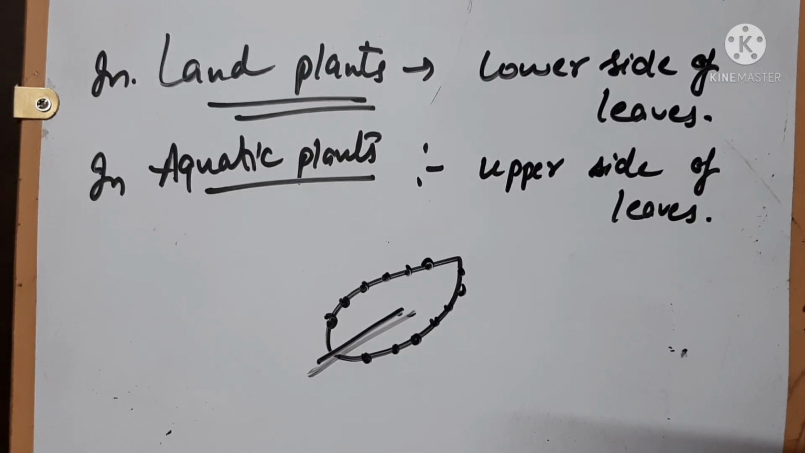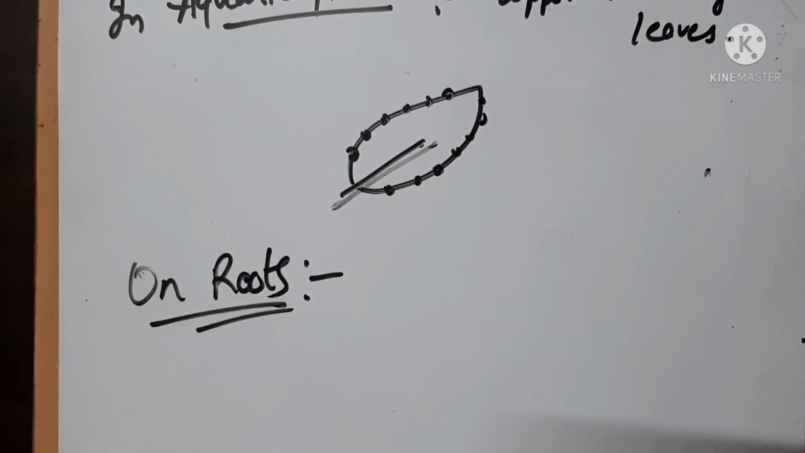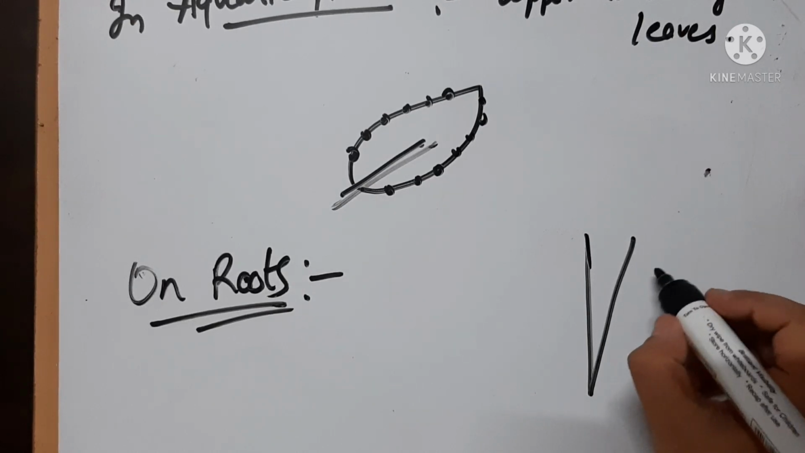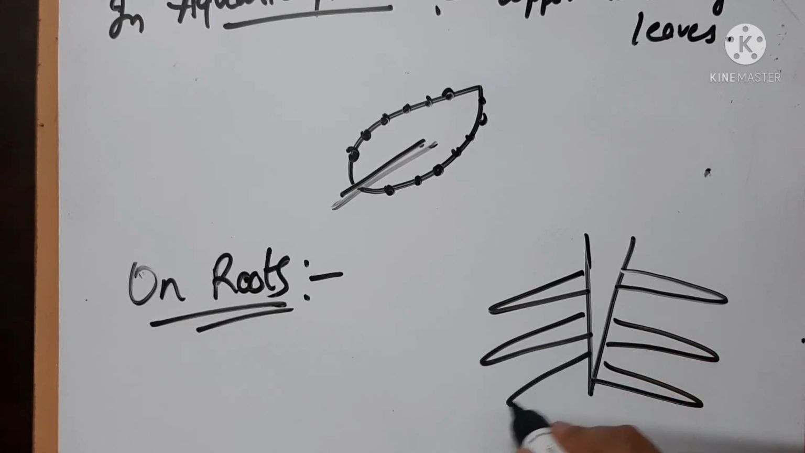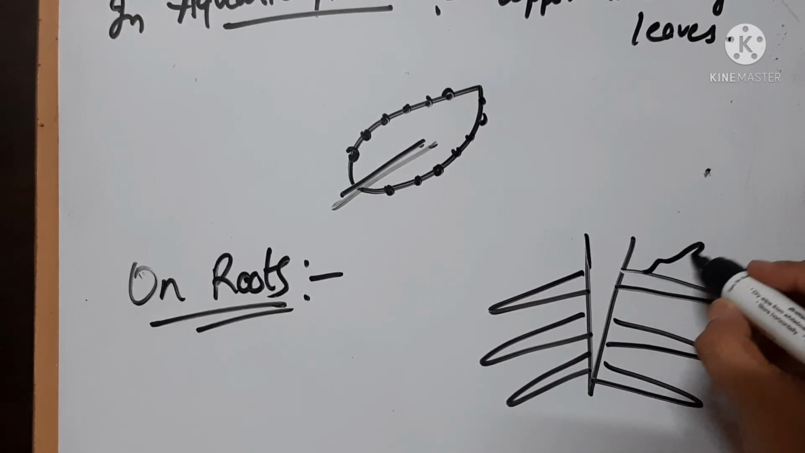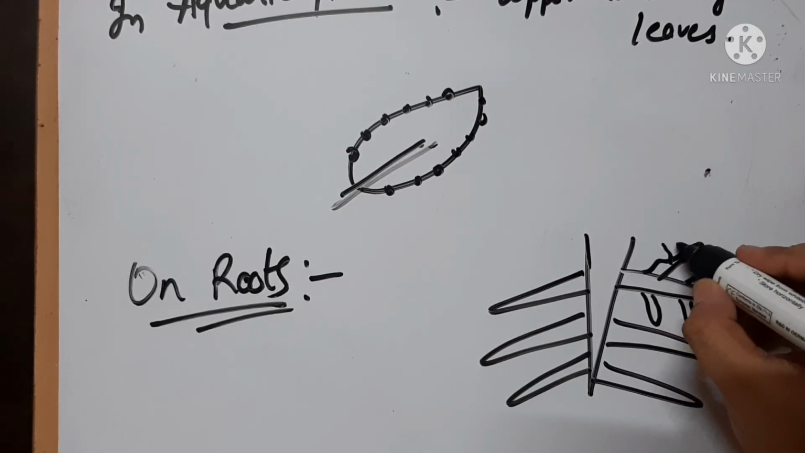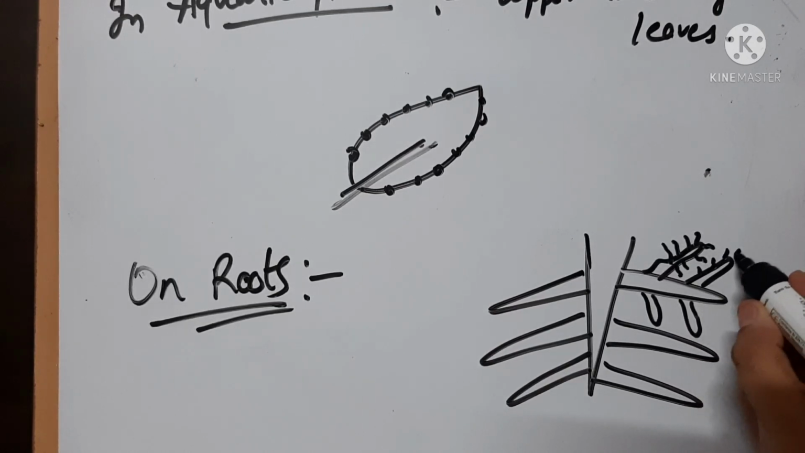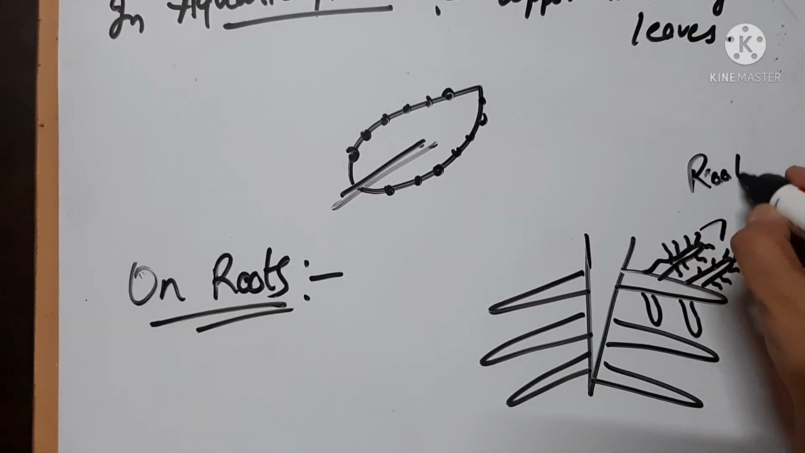Alright, so this was all about the epidermis present on the leaves. Now let's talk about the epidermis present on the roots. On roots, let's understand this with the help of a diagram. If this is the main primary root, then there are some secondary roots, and on the secondary roots tertiary roots are present. Okay, and then on the tertiary roots some small hair like structures are present. These hair like structures are called root hairs.